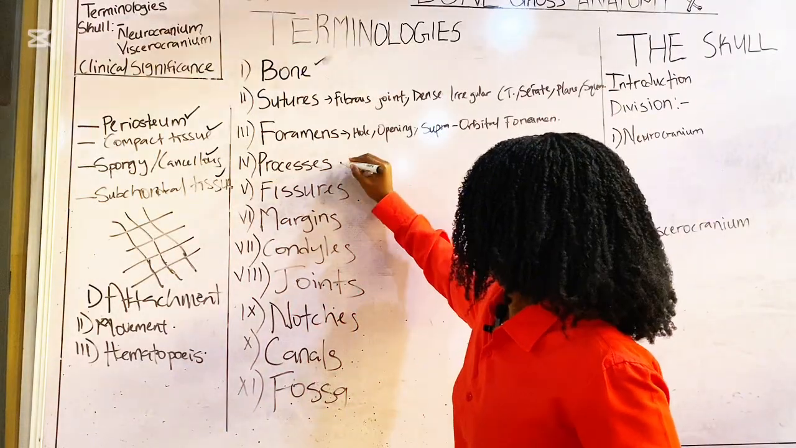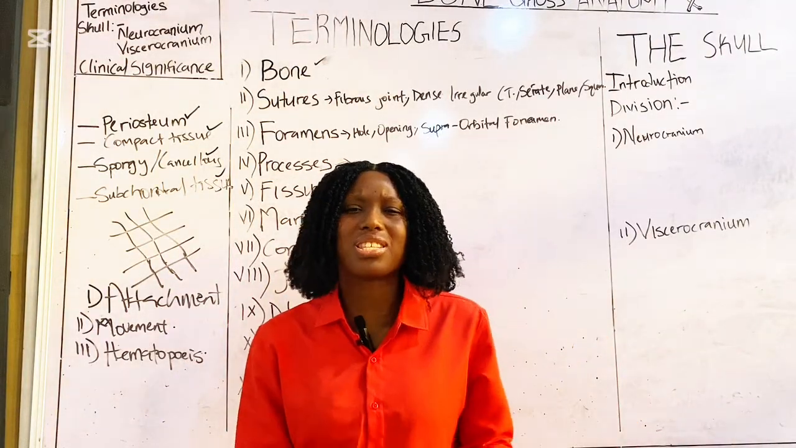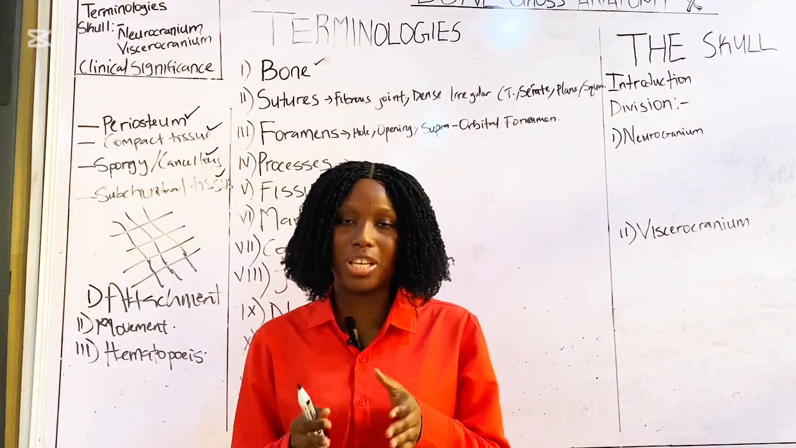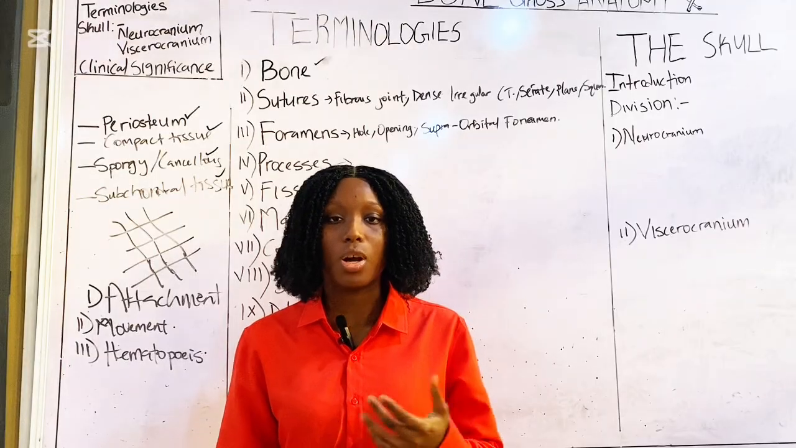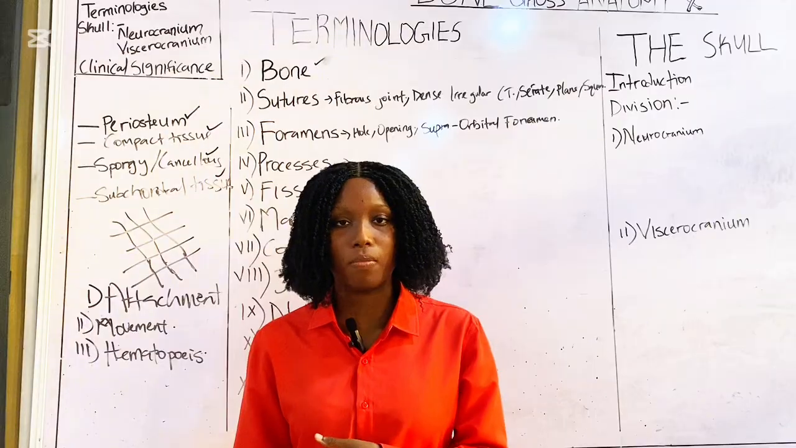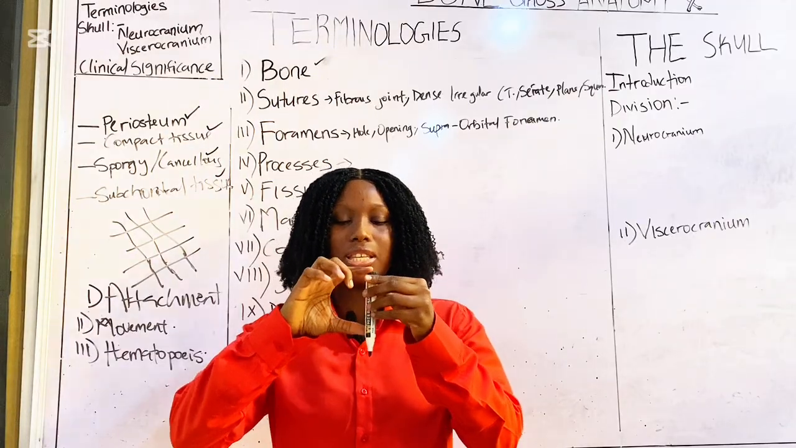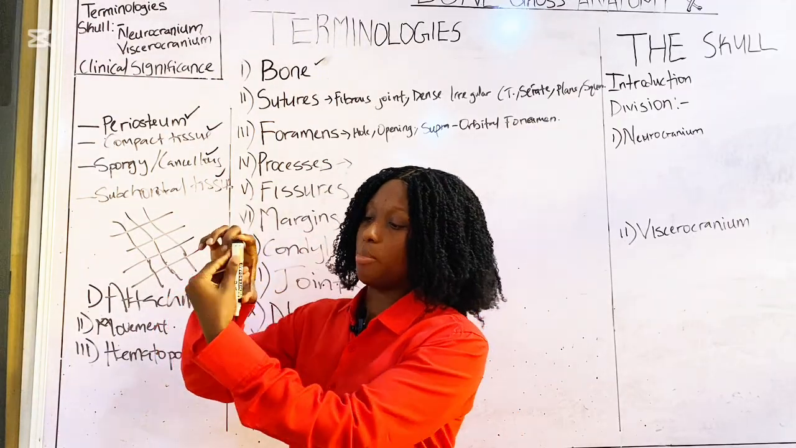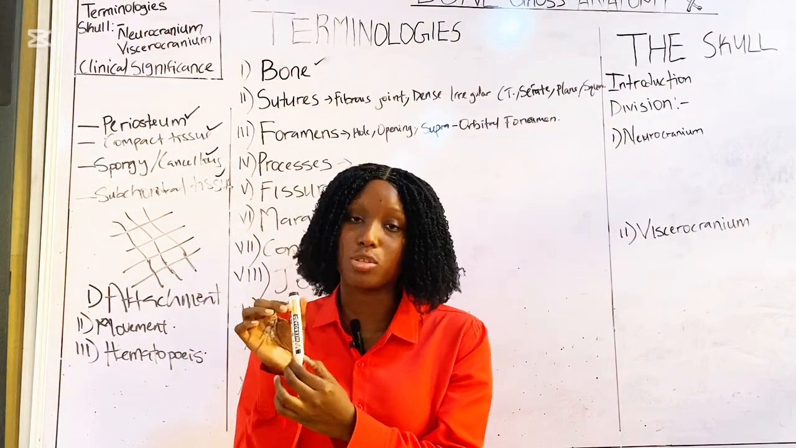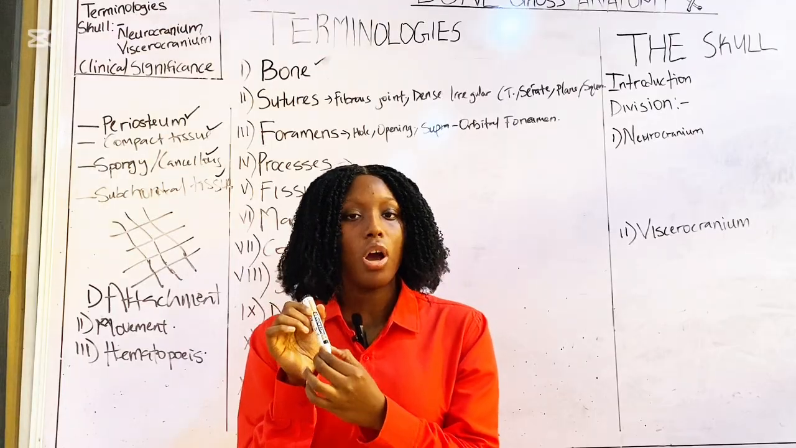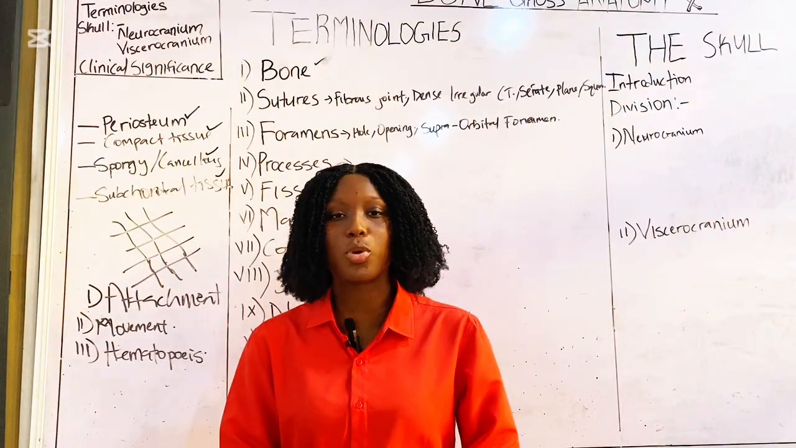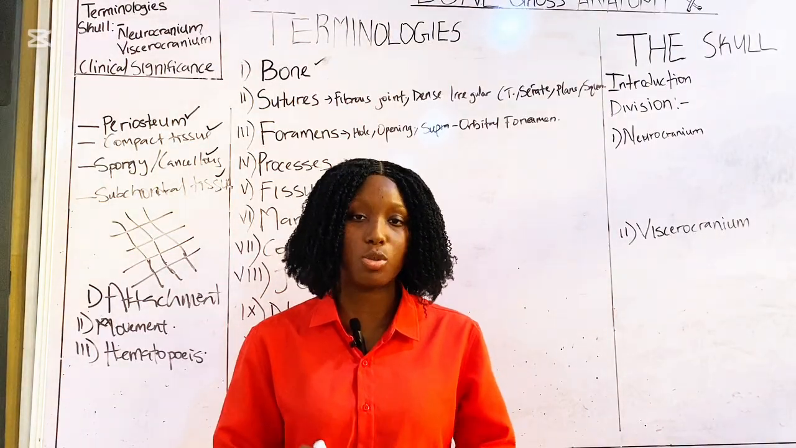Next thing we're going to talk about is processes. Now, a process is a protuberance or an outgrowth of a bone. I don't want to say tissue, but let's use bone. It can also be called an eminence of that bone. Meaning that if I have a bone, let's say this is my bone, this part coming out is the protuberance, or an eminence, or a process of the bone. A process we can find on the skull is the mastoid process or the styloid process. But for the purpose of our video today, we're going to be talking about the mastoid process.